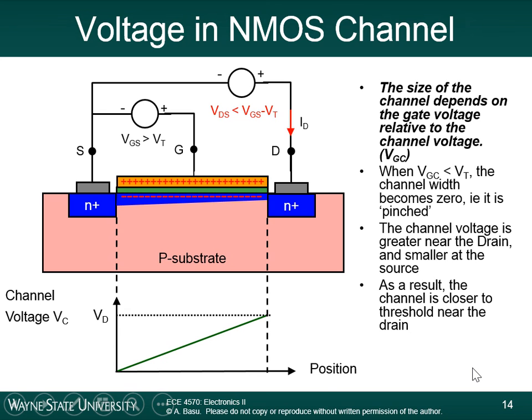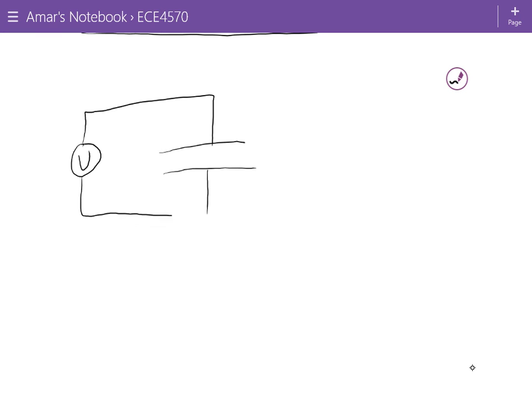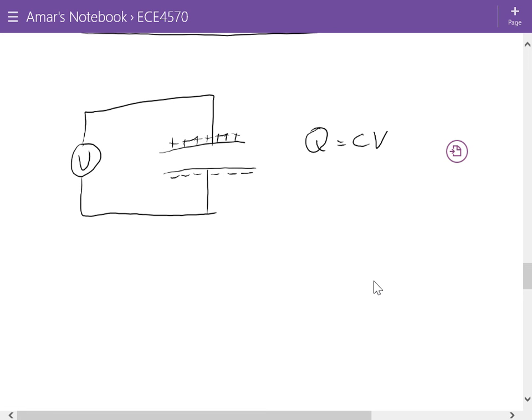Let me show another concept here, bringing in the concept of a capacitor. We've seen this many times before, so I'm just drawing it again so we all have a basis here. You put a voltage across two parallel plates, and there's a dielectric material in the middle, and the charge is equal to CV. The charge is the number of positive charges and the number of negative charges here. So Q is equal to the capacitance times the voltage applied.